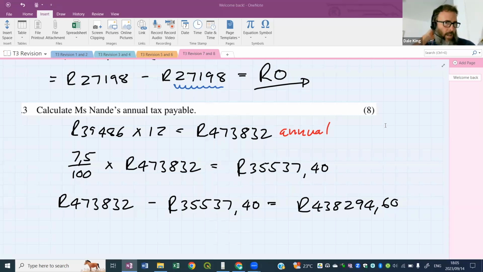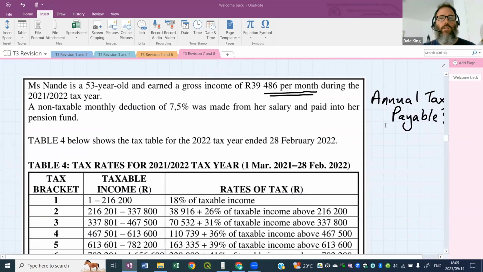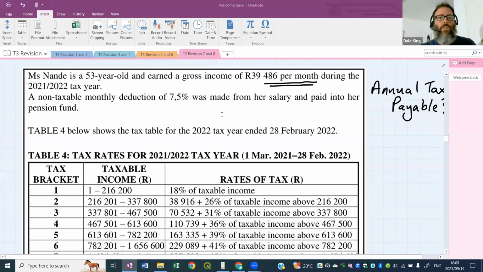All right, so we had a tax table and we were looking at the annual tax payable for this person. Let's go up to the scenario quickly. So there's the scenario. This 53-year-old earns a gross income of 39,486 per month. And also there's a non-taxable monthly deduction of 7.5% from her salary and paid to her pension. Now, we know that pensions are non-taxable, but they're also telling us that it's non-taxable as well. So we can't pay tax on that amount, whatever it is.